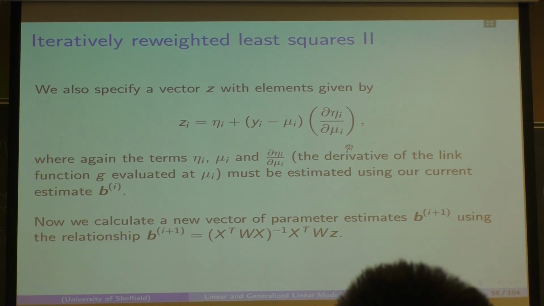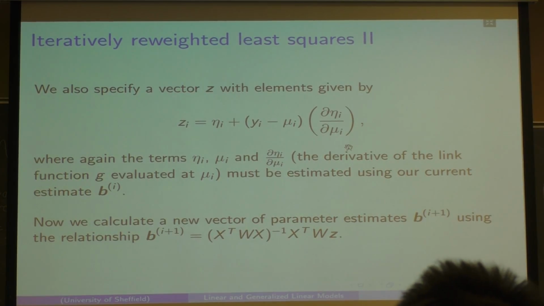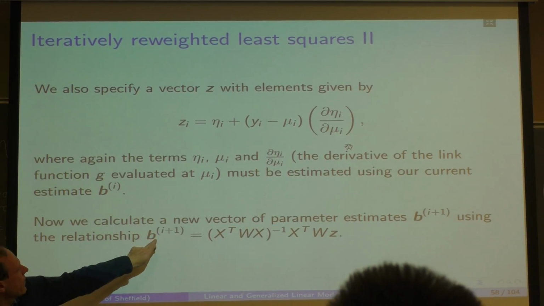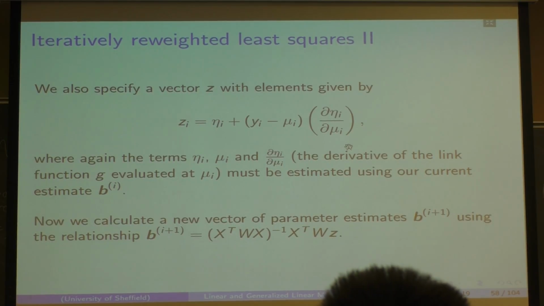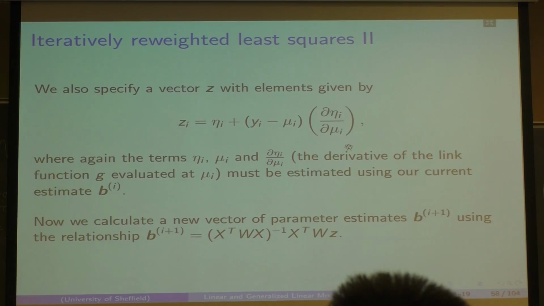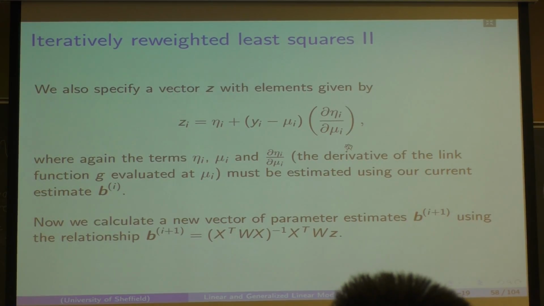And the point is that we're doing this iterative reweighting. So once we do this, we have a new estimate of our parameters. If we started with B1, we now have B2, which is the estimate of the parameters we get from this. And we just keep going.